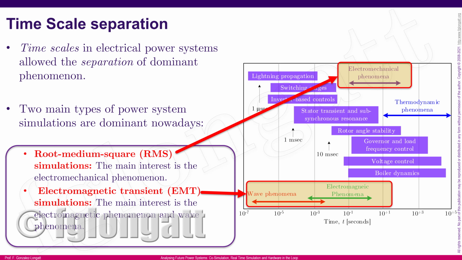Using the concept of time scale separation, there are two classical studies that we use for time domain analysis of dynamic processes in electrical power systems. One of them is what we call root mean square, RMS, simulation, and the other set of studies is what we call electromagnetic transient simulations. In RMS simulation, the main interest is the electromechanical interaction related to the synchronous machine. On the other hand, electromagnetic transient, EMT, simulations are related to phenomena that are extremely fast, energy interaction between capacitors and inductors, and that is a very interesting point of view.